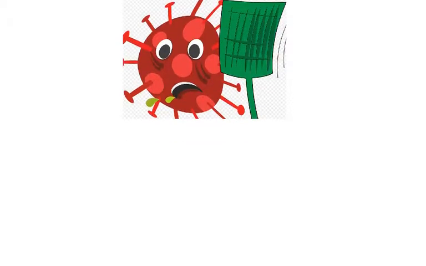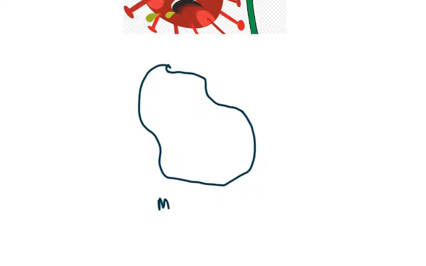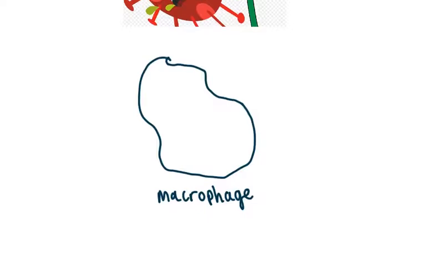You know how we have macrophages in our body? Macrophages are a type of phagocyte that's part of our immune system. So let's say this is our macrophage. In our macrophage, we can draw our nucleus. And on our macrophage, we have many MHC2 complexes.